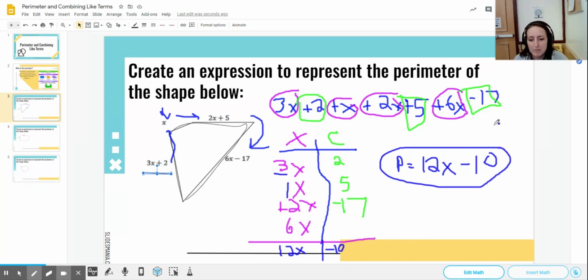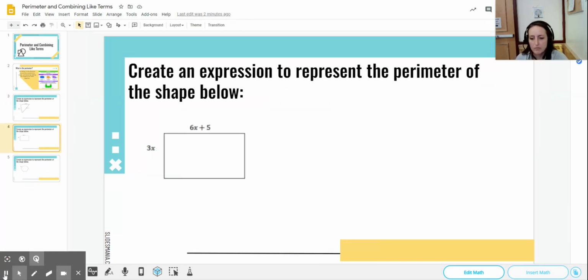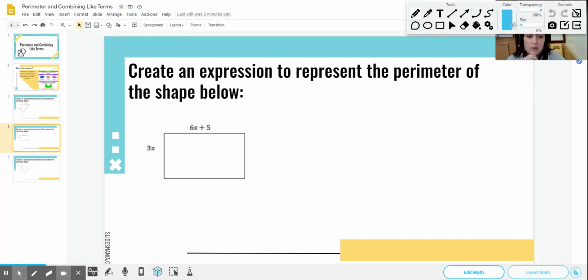All right, so let's give it another shot. Okay, here's our next problem. It says create an expression to represent the perimeter of the shape below. The key here is recognizing that this is indeed a rectangle, which means we need to fill in some of the sides. I know it's not just 6x plus 5 plus 3x because I have a rectangle. It has 4 sides, so I need to have 4 lengths I'm adding together.